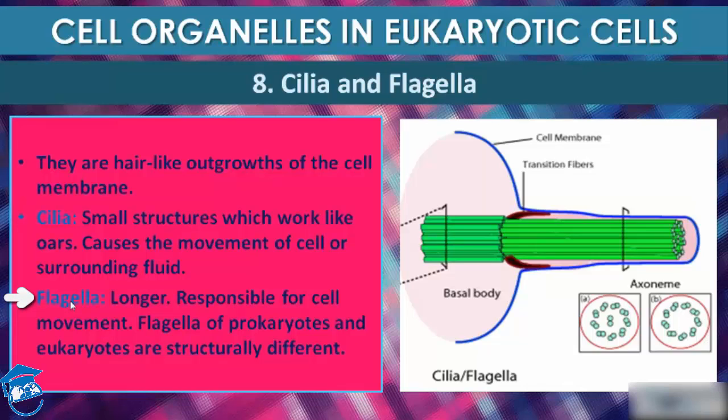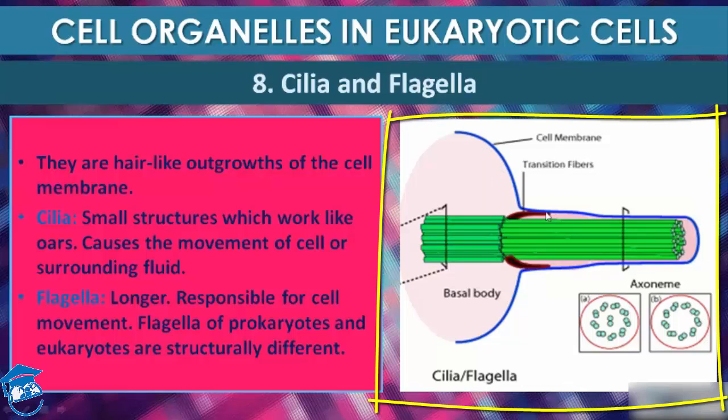The prokaryotic bacteria also possess flagella, but these are structurally different from the eukaryotic flagella, students. The electron microscope study of cilia and flagella shows that they are covered with plasma membrane. See, this is the plasma membrane which is present on the outside of the cilia and flagella.